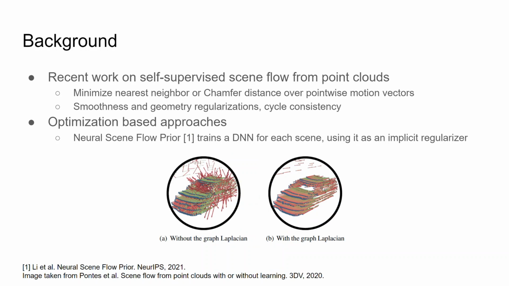Recently, there has been significant work towards self-supervised scene flow estimation on point clouds. These approaches use the nearest neighbor or chamfer distance as the primary loss function in conjunction with regularization terms. Additionally, there have been successful offline optimization-based approaches such as neural scene flow prior, which trains a neural network for each scene, using it as an implicit regularizer.